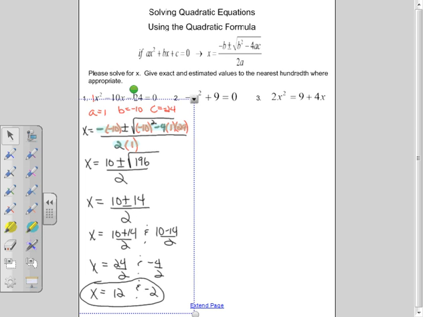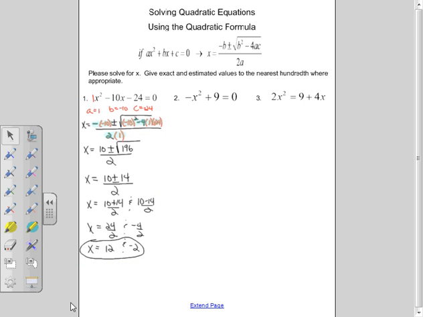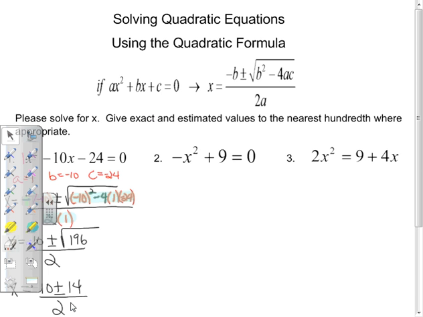Okay, for the sake of space, I'm just going to shrink this down a little bit. Okay? And I'll go back to page width. I'll take a look at my second example, which says the opposite of x squared plus 9 equals 0. Okay? Well, to do this, I need to be able to identify a, b, and c.